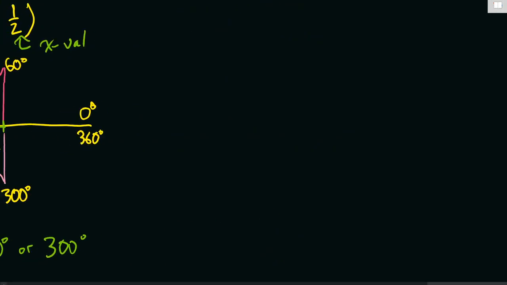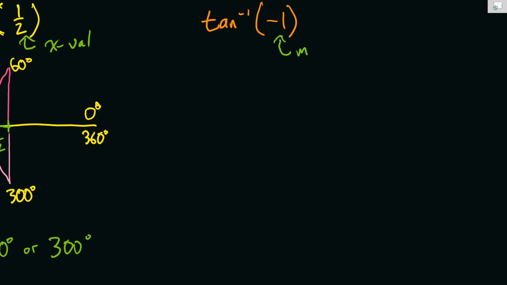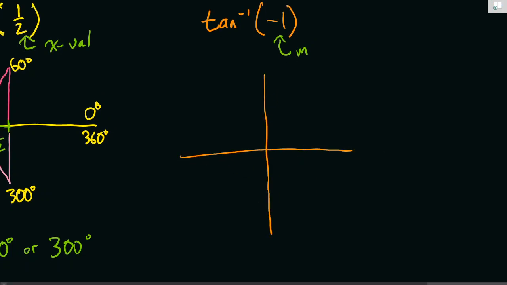So tangent is a slope. Let's say we have tan inverse of negative 1. Well, where is our slope negative 1? Negative 1 means it's going down and to the right at a 45-degree angle. So down and to the right at a 45-degree angle is like this, and that's your slope of negative 1. And so this is going to be your 45-degree triangle. So this is 135 degrees up here, and this is 360 minus 45, which is 315 degrees down here.